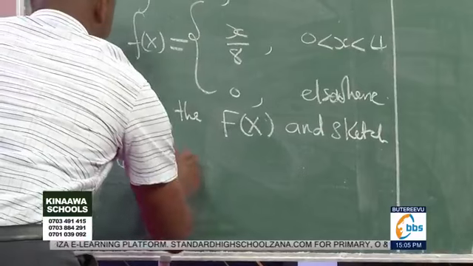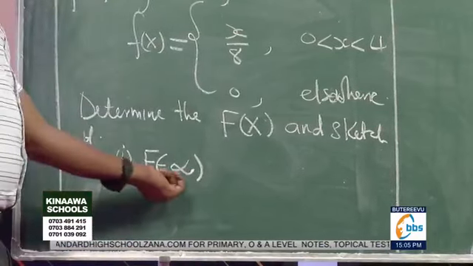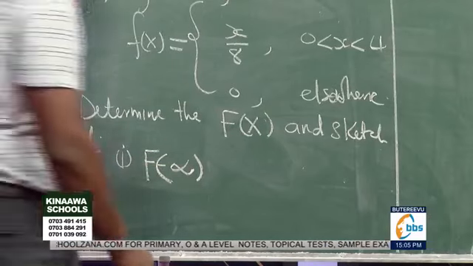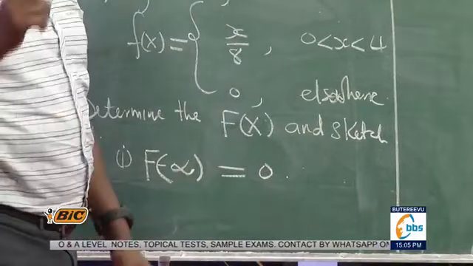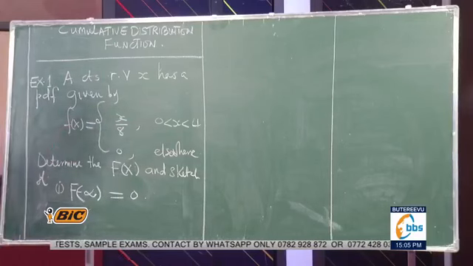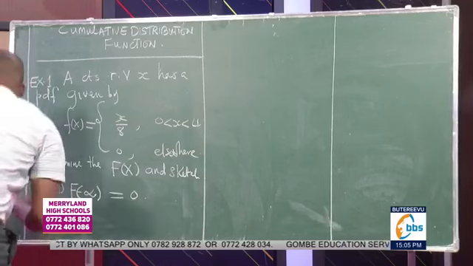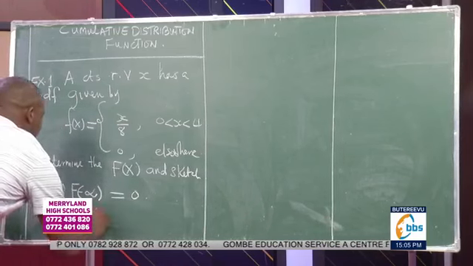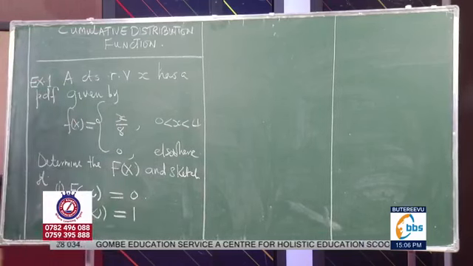We said there are three important properties which for purposes of this lesson I should include. One, the cumulative distribution function at negative infinity should always be equal to 0. And we defined negative infinity as that lower limit, in this case 0. Two, we said that the cumulative distribution function at positive infinity will be equivalent to 1. And positive infinity here is defined as the upper limit of the given PDF.